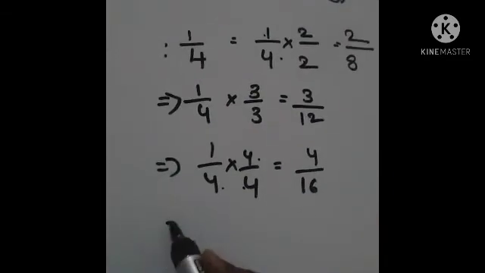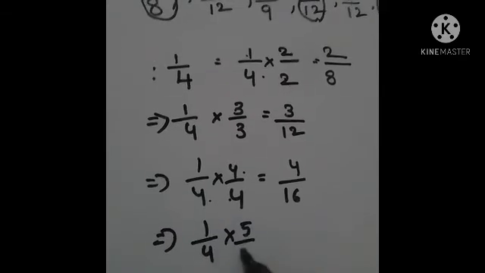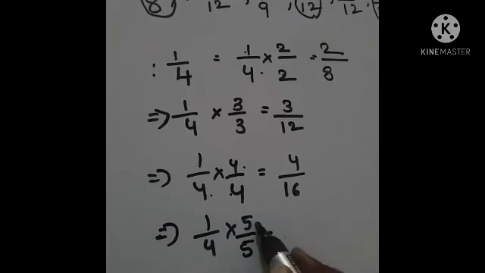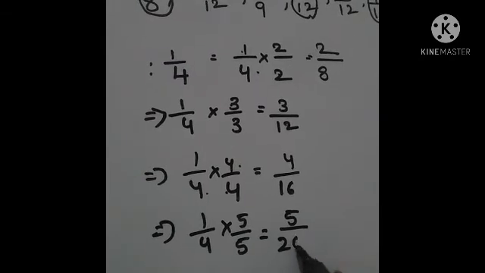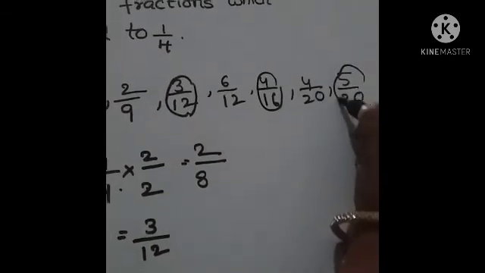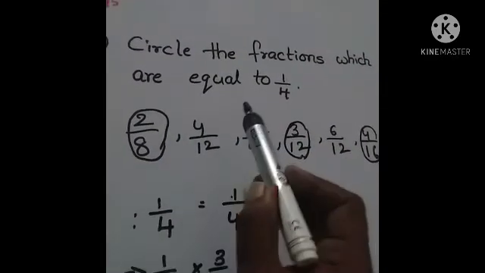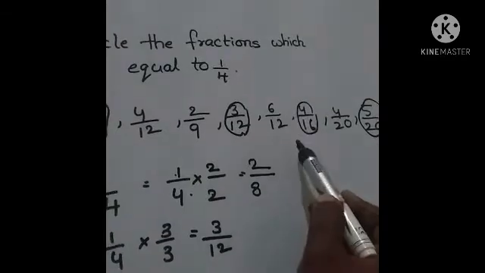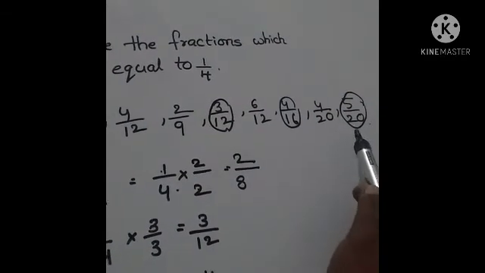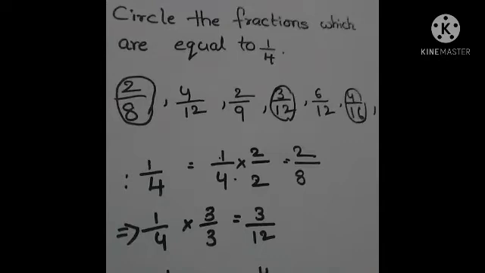Next, 1 by 4 into 5 by 5. 1 5s are 5, 4 5s are 20. 5 by 20 is also a given fraction, so circle it. So, circle the fractions which are equal to 1 by 4: 2 by 8, 3 by 12, 4 by 16, 5 by 20 are equivalent fractions to 1 by 4.